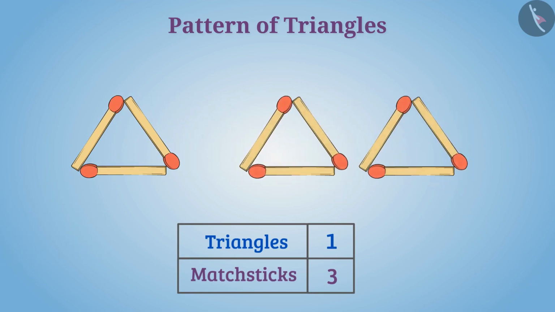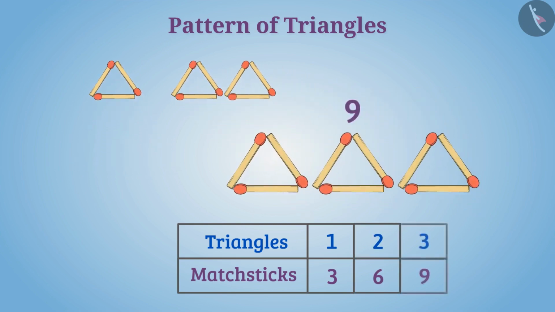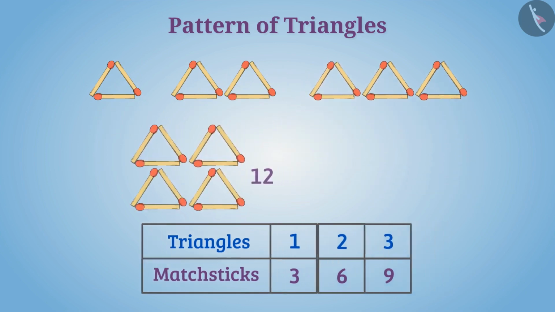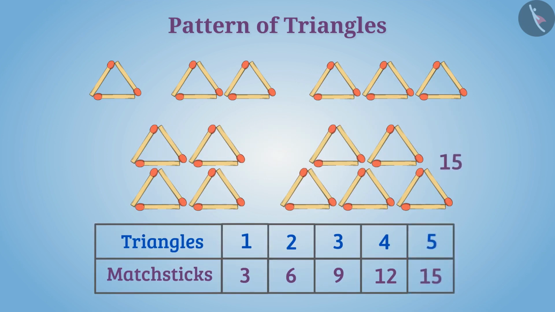For 2 triangles, 6 matchsticks will be required. In the same way, for 3 triangles, 9 matchsticks will be required. For 4 triangles, 12 matchsticks. And for 5 triangles, 15 matchsticks will be required. Look at the number of triangles written in the table and the number of necessary matchsticks for them. Can you establish any relationship between them?